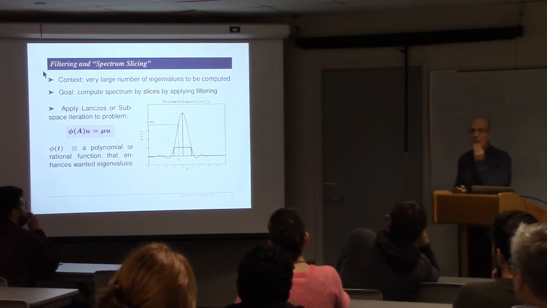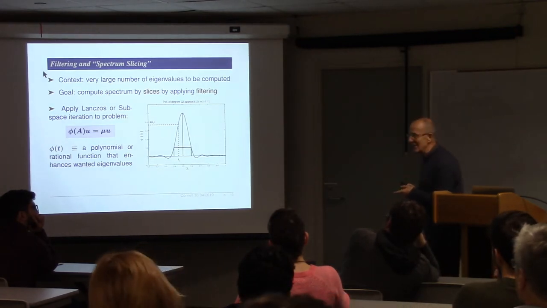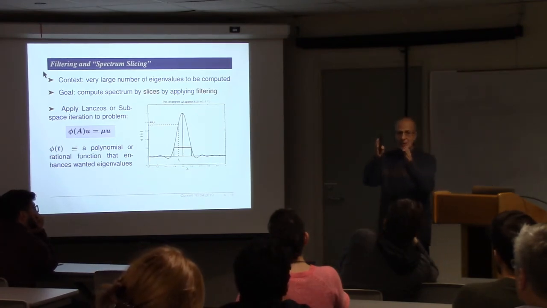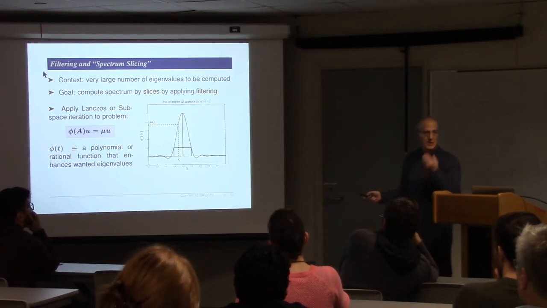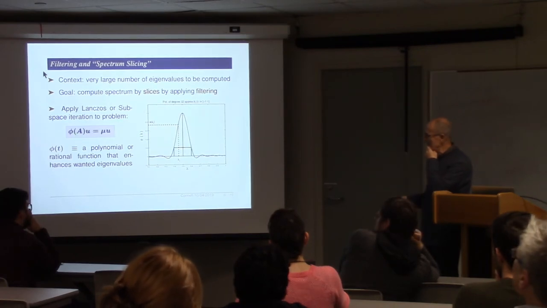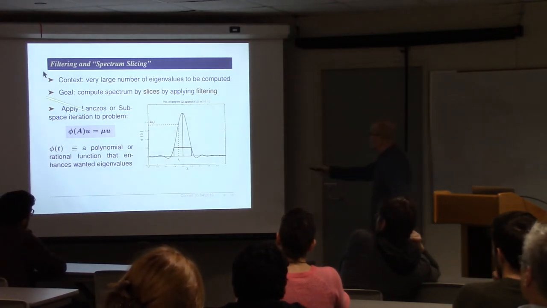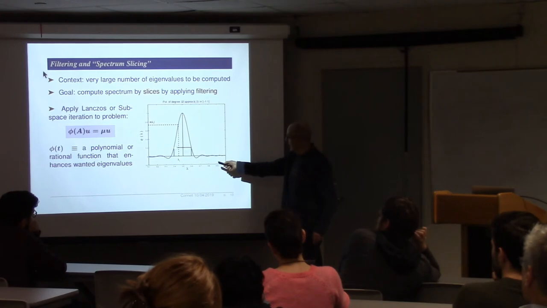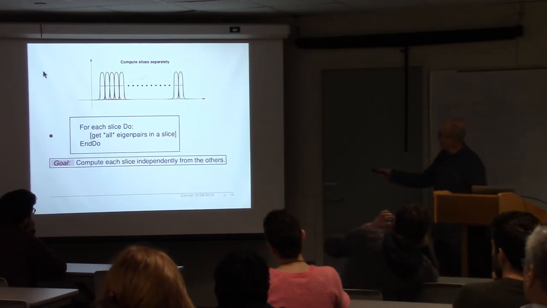So we want to compute the eigenvalues of the matrix by slices, by pieces. The term spectrum slicing, incidentally, was introduced by Beresford Parlett in those days that I've talked about, exactly slicing the spectrum and computing each slice independently. So the idea is to apply Lanczos or subspace iteration to solve this problem. I have a phi as a polynomial or a rational function. And here's a representation of that function. So you have something that's large, where you want the eigenvalues to be in this small interval here. So you want the function phi to be large in that interval, and smaller elsewhere. So you want to compute the slices separately.